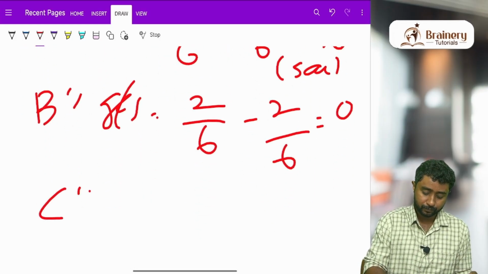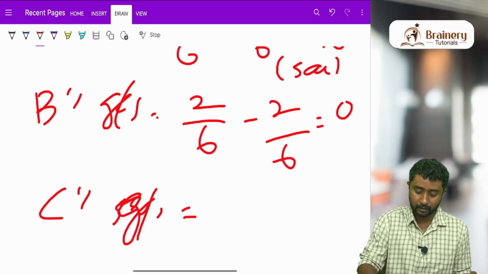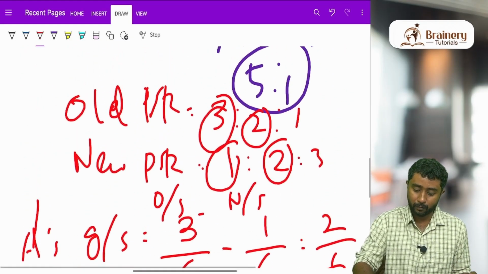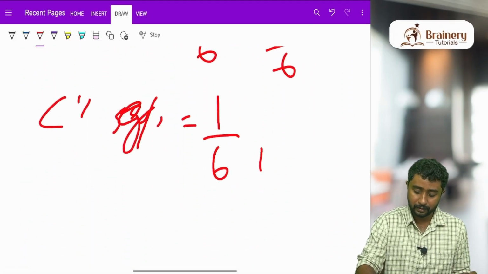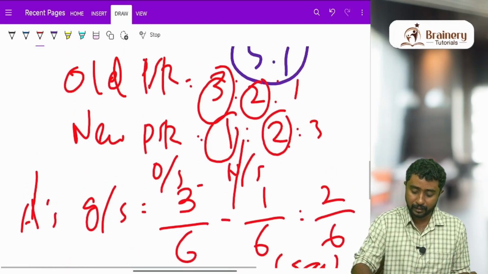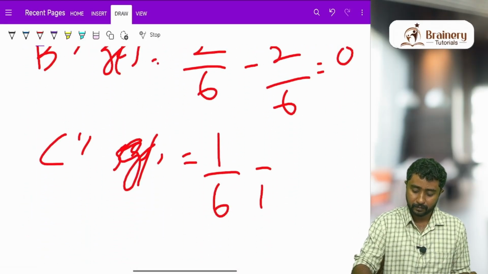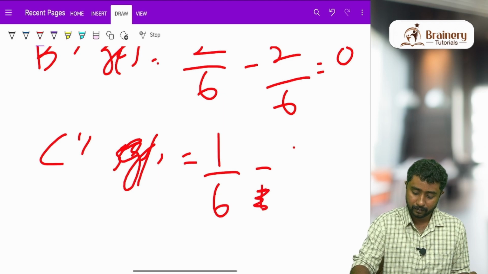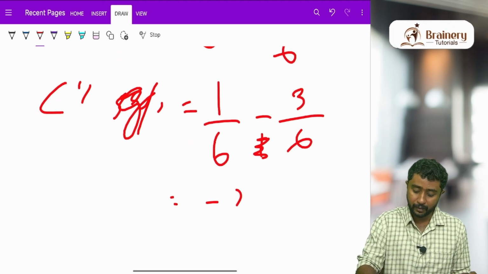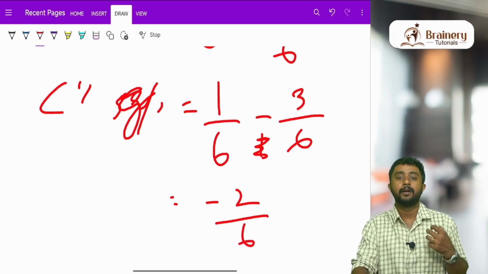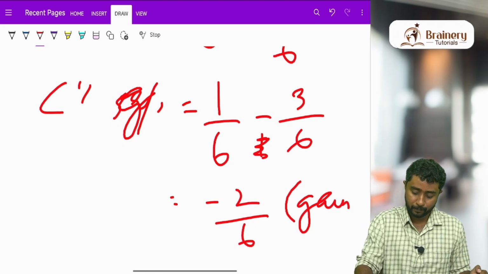Third person, C's gain or sacrifice. Previously C had 1 share, 1 out of 6. 1 by 6 minus, now C has 3 by 6. 1 minus 3, you are getting negative 2 by 6 as the answer. If you are getting negative 2, then the meaning is the person is gaining.